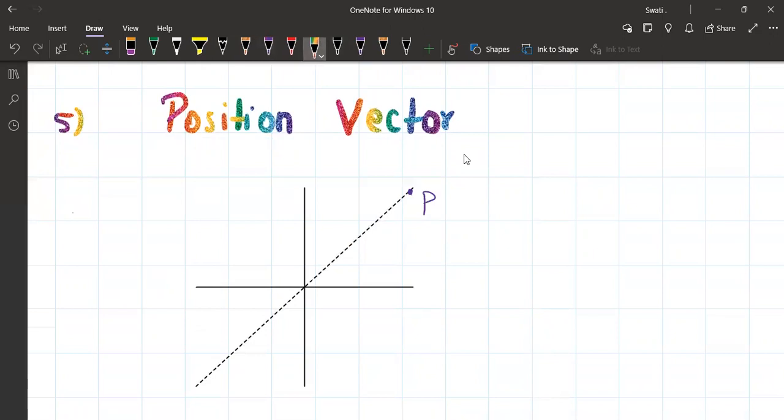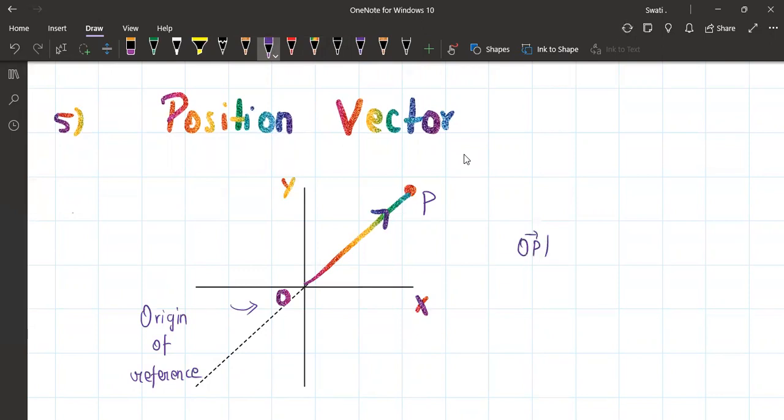And imagine that this is point O, this is X, this is Y. So here, if this P is any point in the space, then the vector OP, the direction is this. This vector OP is called the position vector of a point P, where this O is called the origin of reference. This is called origin of reference. And this OP is called the position vector.